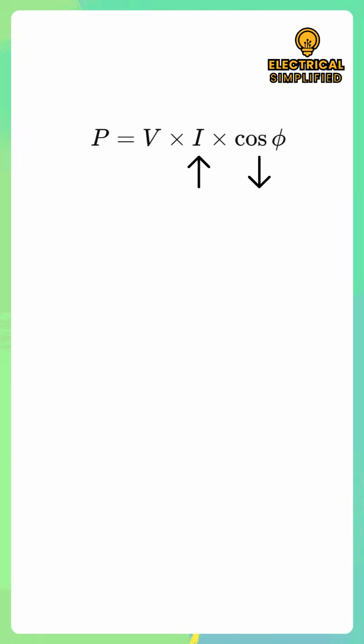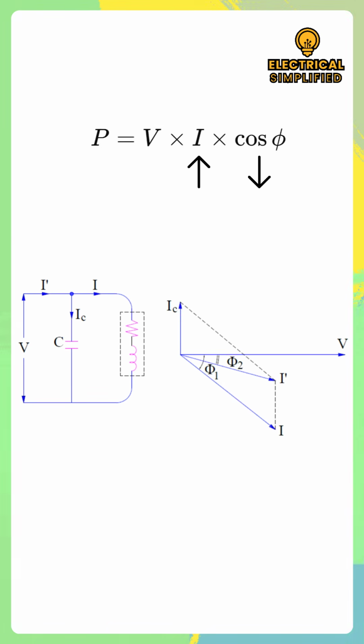When the power factor is low, the system draws more current, causing higher losses. By adding capacitors, reactive power is reduced, power factor improves, and efficiency increases.